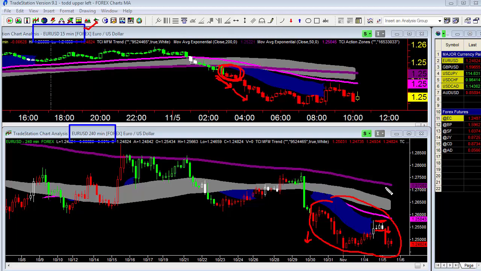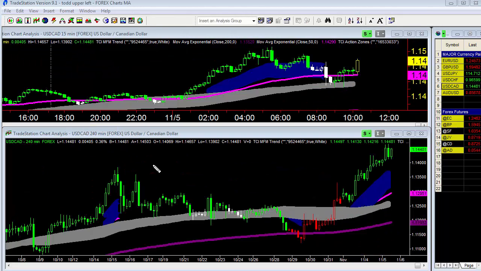Okay, let's take a look at a couple others here. All right, now we're looking at the US dollar, Canadian dollar. Very similar thing occurred. Okay, the top chart is a 15-minute chart, the bottom chart is a 240. Again, you want to be trading in the direction of the 240 when you use a smaller time frame than the 240.